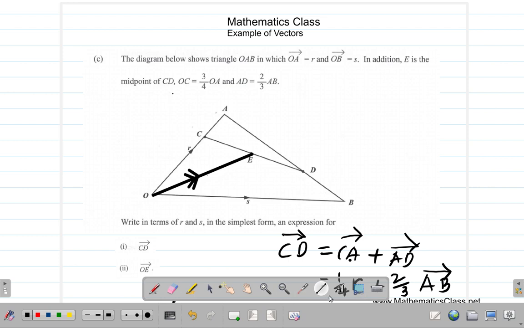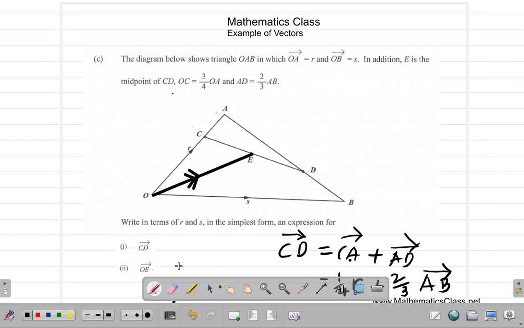Here, the vectors that we will add, we must determine what it is. If you walk from O to E, you end up the same place as when you walk from O to C. Turn the corner here, then go from C to D. And remember, here, E is the midpoint of CD. So E is halfway.